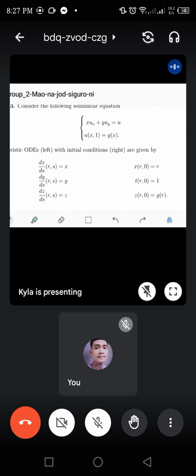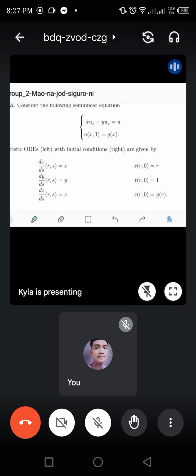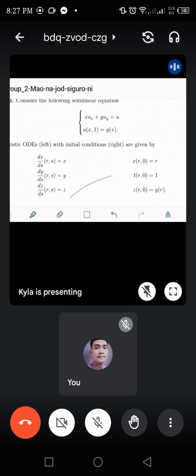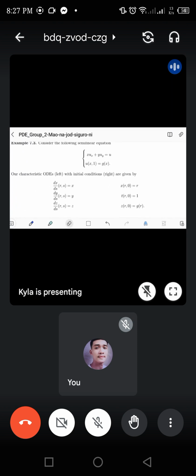So I think it has been very much detailed in the explanations of the previous reporters on how to get these. So I believe there's no need to explain further about this part.